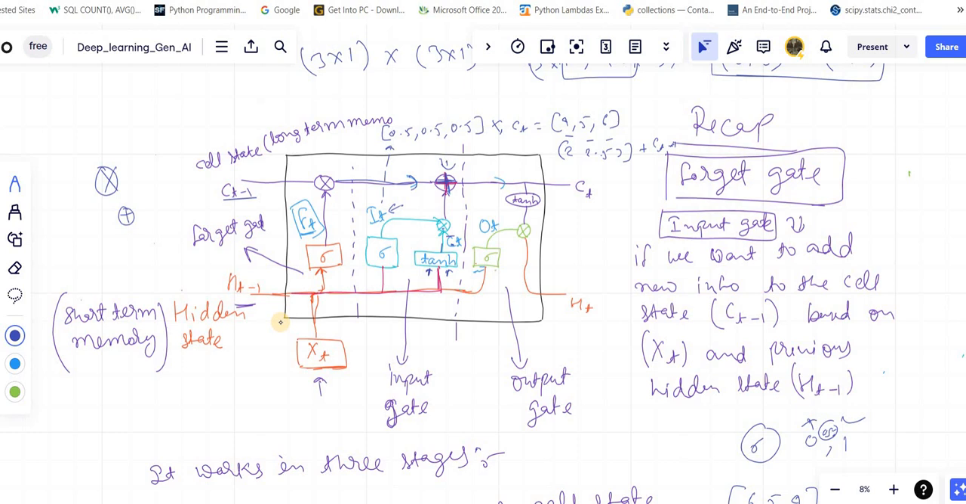In CT dash, IT dash, both get multiplied and then added with the CT minus. No, this is not IT dash, this is CT dash. Why is this CT dash? Because we have already CT, that's why we have a hyphen here. Now we have OT here, I'm coming to that.